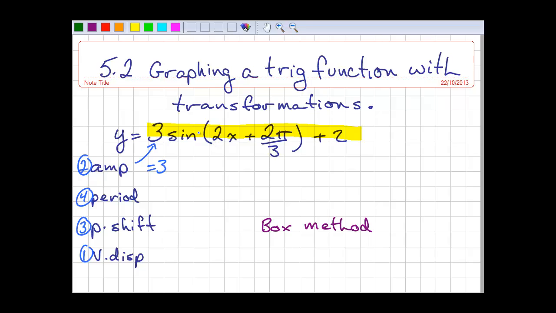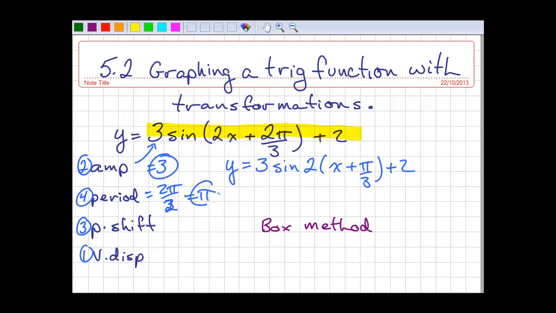But when you look at this, there is no b, but there are numbers inside here. So I'm going to take out this 2, the number that's associated with x, like we did in chapter 1, and rewrite this as y = 3 sin 2(x + π/3) + 2. That means my b value is 2, and we did this in chapter 1 and in chapter 2, even with polynomial functions, I think. So the period is 2π over 2, which gives us a period of π. So we've got an amplitude of 3, a period of π.